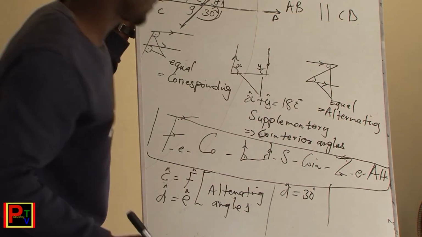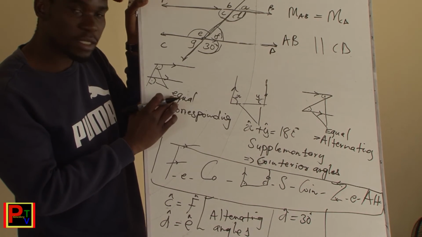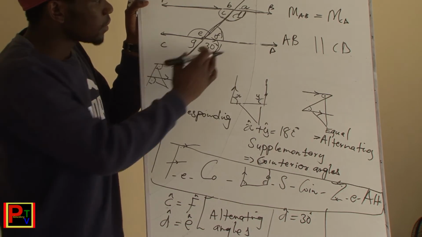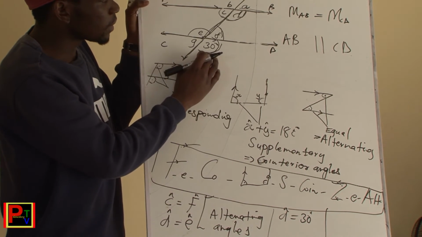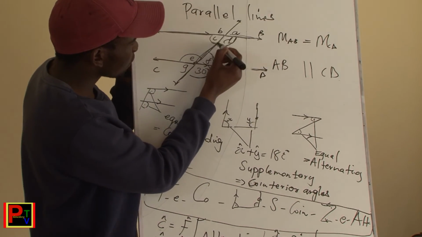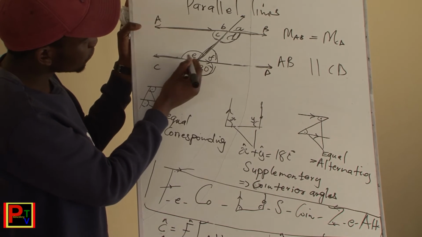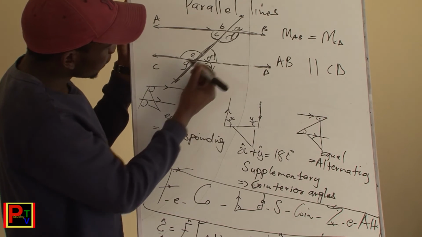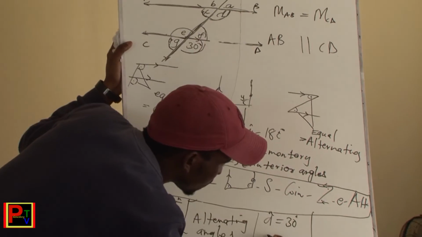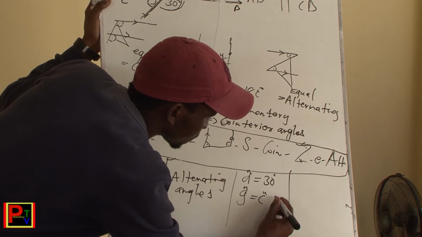The reason for this is it's an F shape, and so once we come across the F shape, the angles are equal. The reason is because they are corresponding angles. Then D corresponds with the 30 degrees. Now the F shape can also be in this direction. It can face in this direction. Now that is an F. Now it simply means this angle and this angle, angle C and angle G, are also equal to each other.